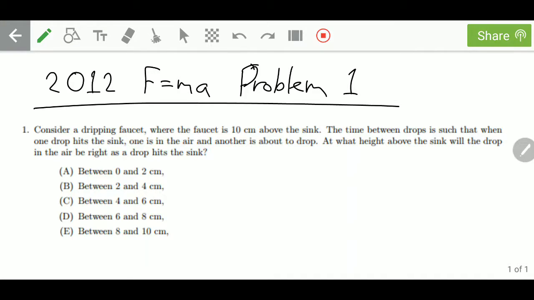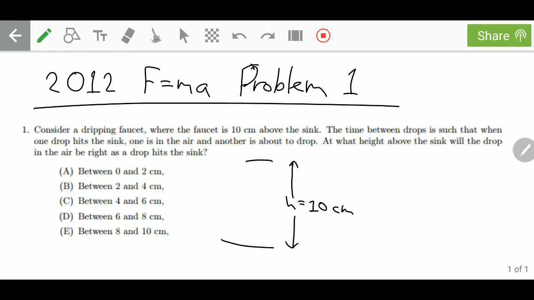Hello. In this video, I'm going to be explaining problem 1 from the 2012 F equals MA contest. In this problem, we have a dripping faucet where the faucet is 10 centimeters above the sink. And the time between drops is such that when one drop hits the sink, one is in the air and another is about to drop.